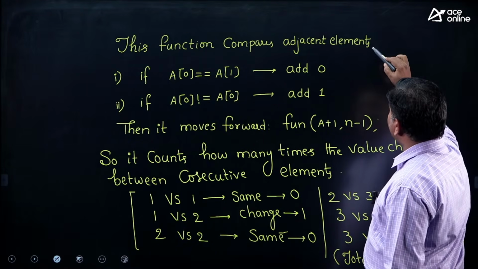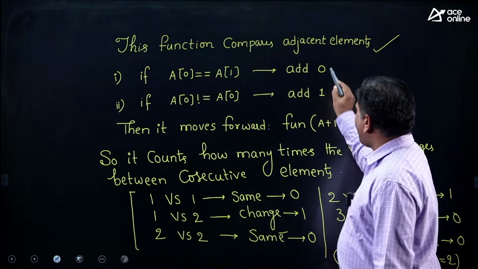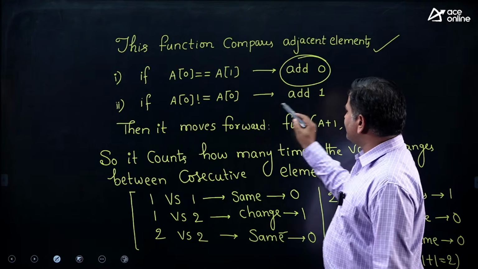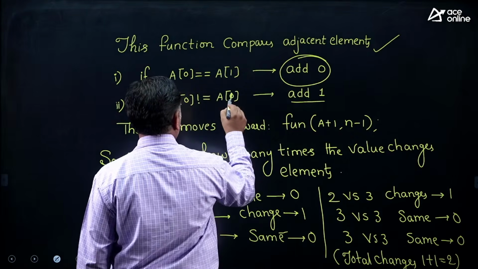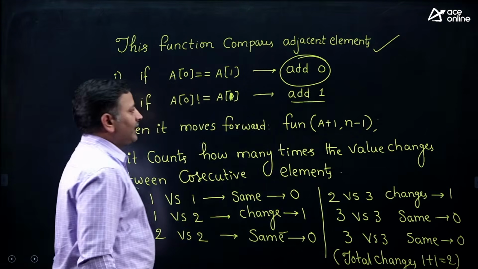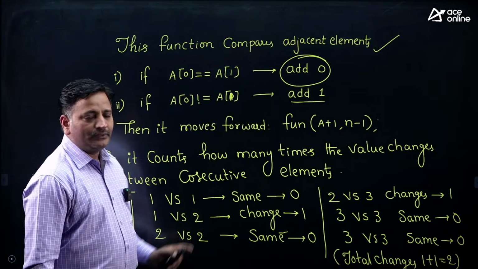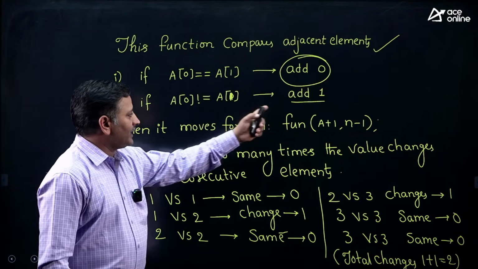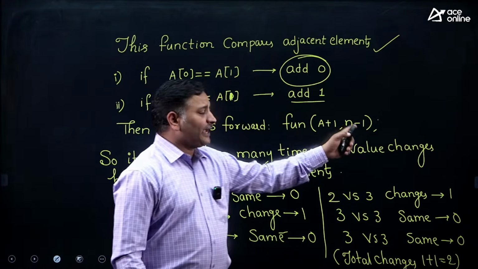The function compares adjacent elements, like if a of 0 is equal to a of 1, add 0. If a of 0 is not equal to a of 1, sorry for the mistake, add 1. It means if the two consecutive values are the same, add 0. If the two consecutive values are not the same, you add 1. Therefore, it moves forward, a plus 1 to n minus 1.